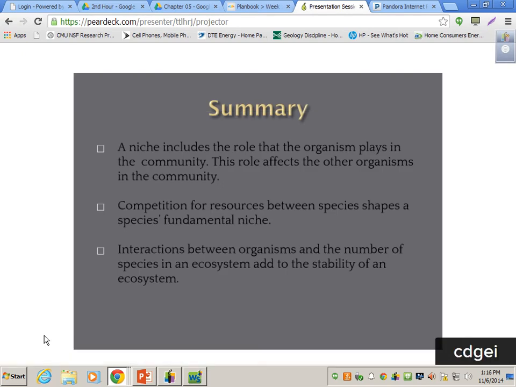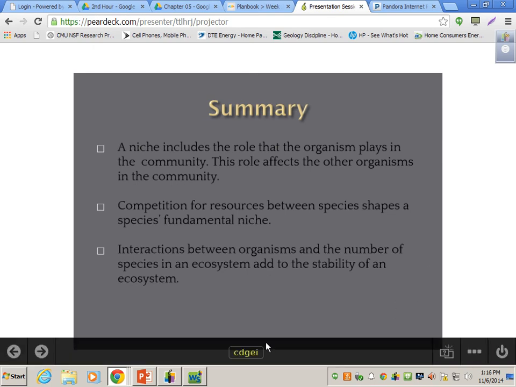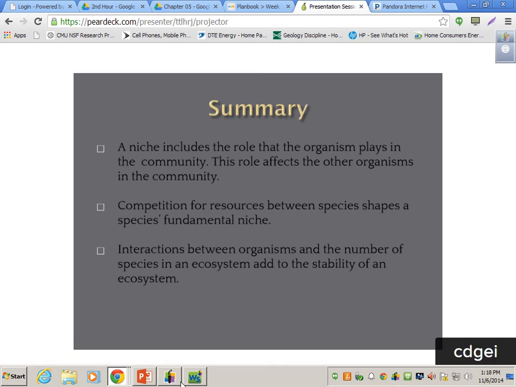So a quick summary, and I'll let you work. A niche includes the role that the organism plays in the community, and this role affects other organisms in the community. What's your job? That's basically what you're asking. It's not the habitat, it's what you do in the community. And competition for resources between species will shape the species' fundamental niche. A species can often do or occupy a lot of different areas and things, but it will only have one realized niche after competition and things take place. Now, interactions between organisms and the number of species in an ecosystem add to the stability of that ecosystem. Again, biodiversity makes you more resilient.